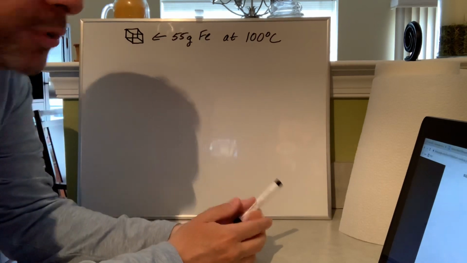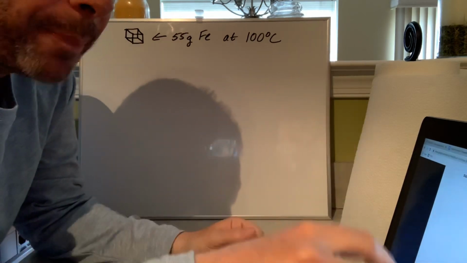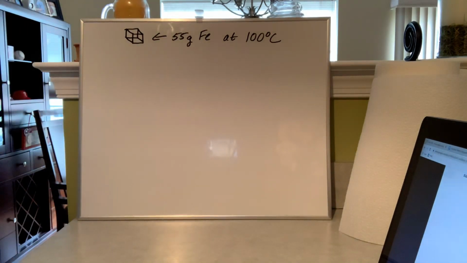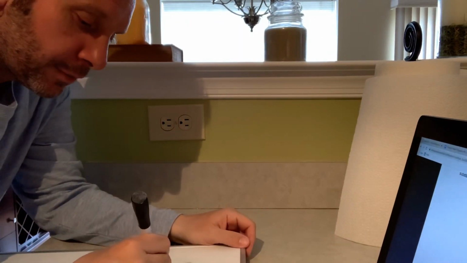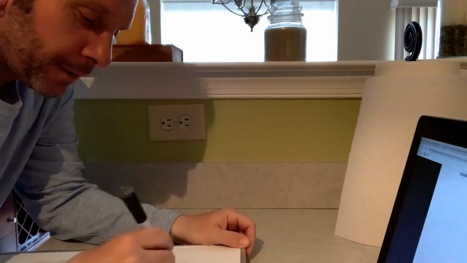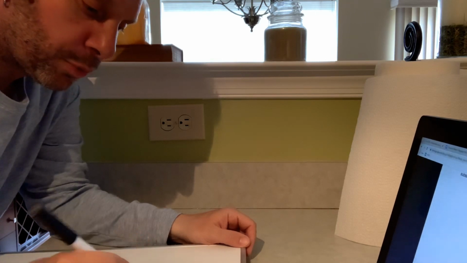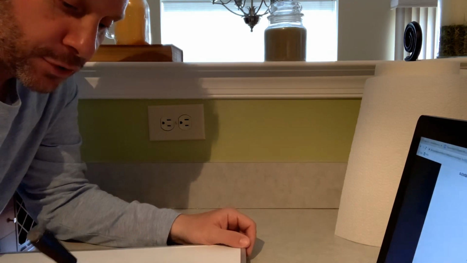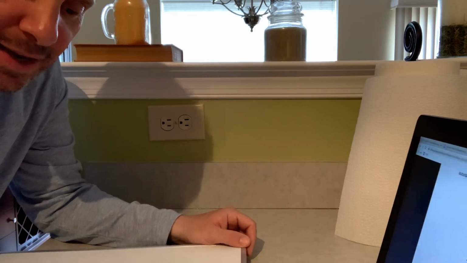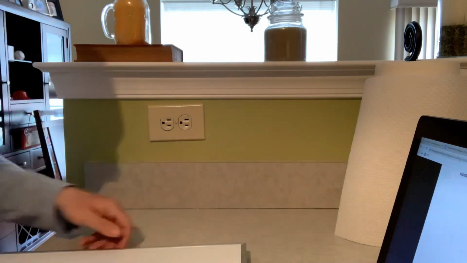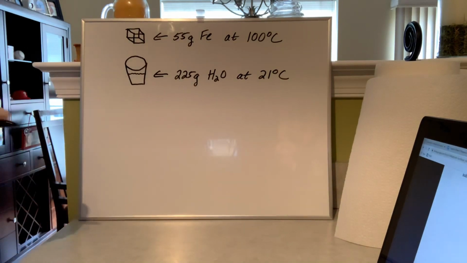Okay, then say we're holding this with a pair of tongs or something. And we're going to drop it into a cup of water. And that cup of water is going to be at 21 degrees Celsius. So here's my cup. All right, now this is not going to be drawn to scale. So here's my cup of water, and I have 225 grams. Water, of course, is H2O. And that's at 21 degrees Celsius. So I have a scenario kind of like this. All right, I'll give you a second to draw that.